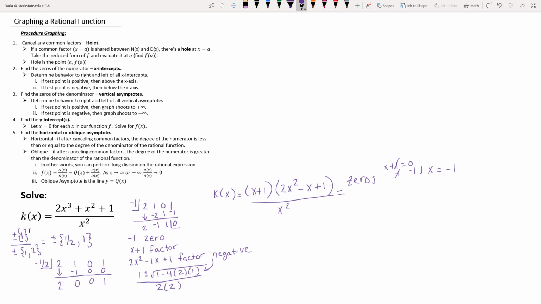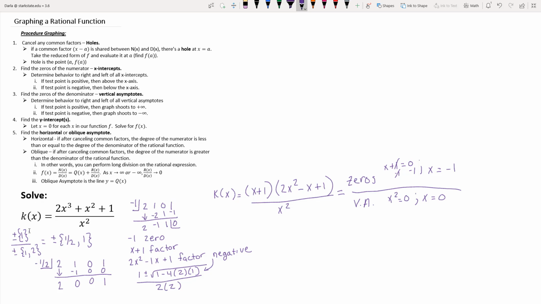So that's our zeros, just x is -1 as far as real zeros go. And then in our denominator, that's where we can determine our vertical asymptotes by setting each factor from the denominator equal to 0. If we set x squared equal to 0, and we take the square root of both sides, we ultimately get back that x is 0. So that's our vertical asymptote, x equals 0.